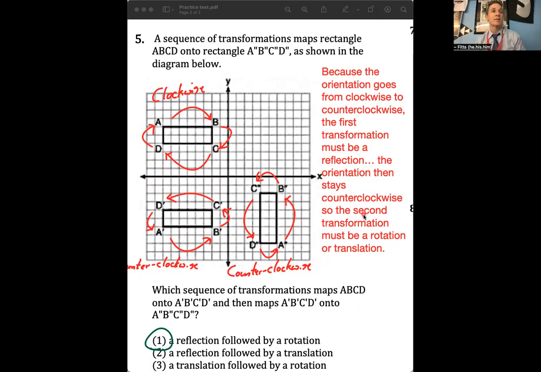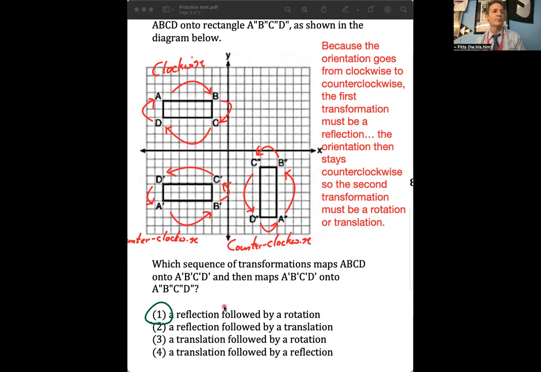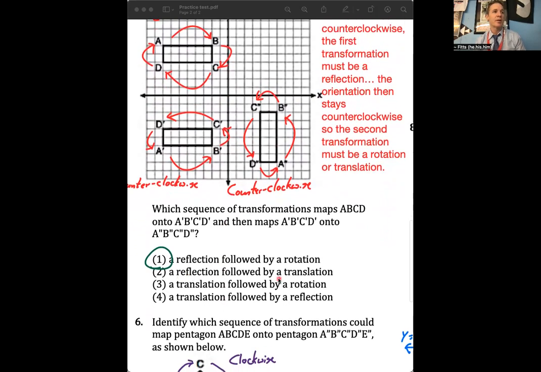Then the orientation stays the same. So that must be some sort of rotation or translation. It doesn't look like a translation. It looks like some sort of rotation. Let's take a look. Reflection followed by translation. No, it doesn't look like that one. It's definitely not this one, because this is 2 direct isometries. And it has to be a reflection first, right? We figured that out because it's flipping this way. So it's not these 2. It has to be this first one here, reflection followed by rotation.